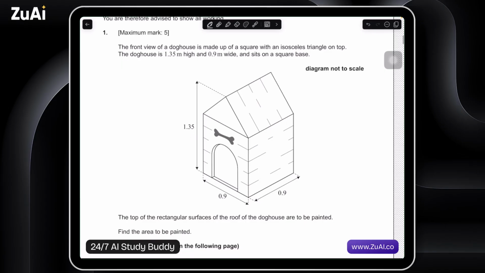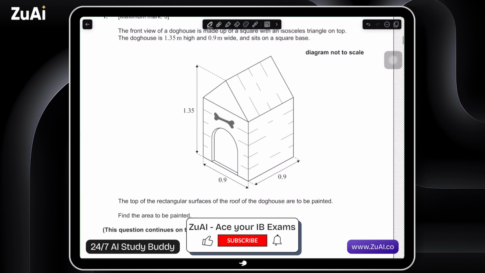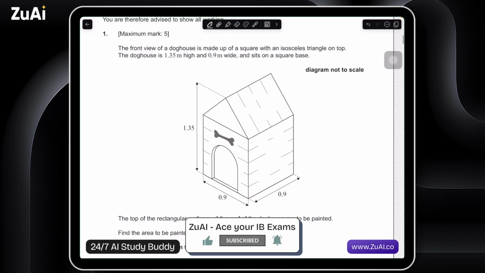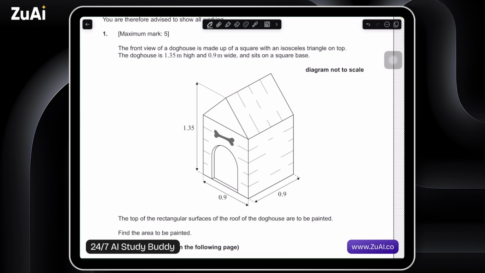The front view of a doghouse is made up of a square with an isosceles triangle on top. The doghouse is 1.35 meters high and 0.9 meters wide and sits on a square base. The top of the rectangular surfaces of the roof of the doghouse are to be painted. Find the area to be painted. Okay. So 5-mark question, no subparts or anything like that. What are they asking us to do in this case?